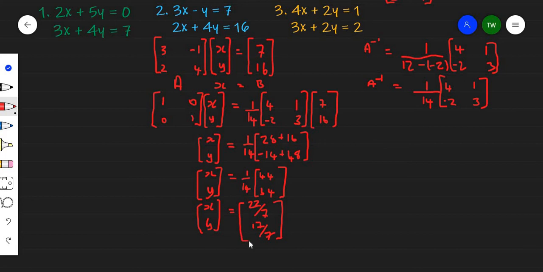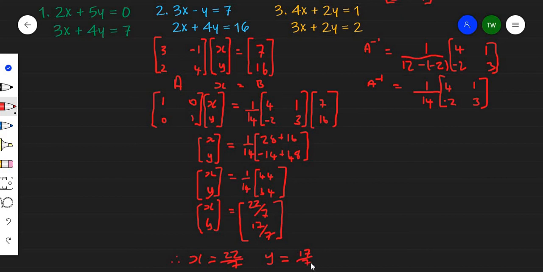All you need to do at this stage is just write your final answer. So therefore, x is going to equal to 22 over 7, and y is going to equal to 17 over 7.